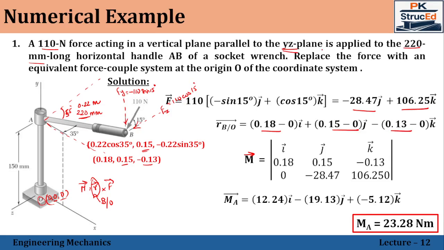We are supposed to replace the force with an equivalent force couple system about the origin O of the coordinate system. This is what has been asked. So which is a moment about the point O, it's not A. Moment about the point O will be 23.28 Newton meter with the resultant force of minus 28.47 j plus 106.25 k.